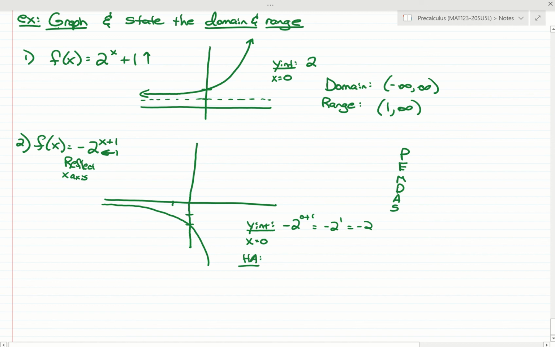It was at 0, right? And that only changes if you move the graph up or down. We didn't do that here, so the horizontal asymptote is still 0. The one above it, the horizontal asymptote, we moved everything up, so it went up to 1.